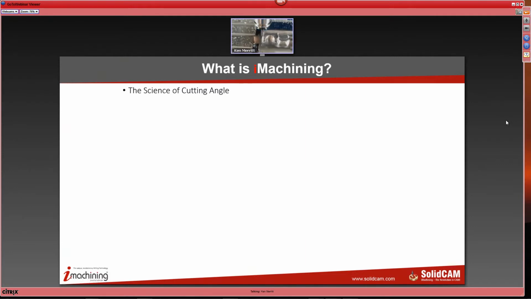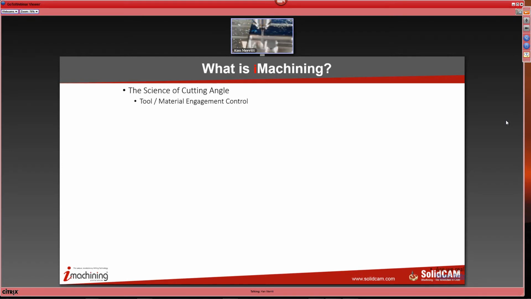All right, here's the key to all of this. iMachining is all about the science of cutting angle. What that means, basically, is we're going to control how the tool is engaged into the stock material by controlling its cutting angle from a minimum to a maximum angle range.